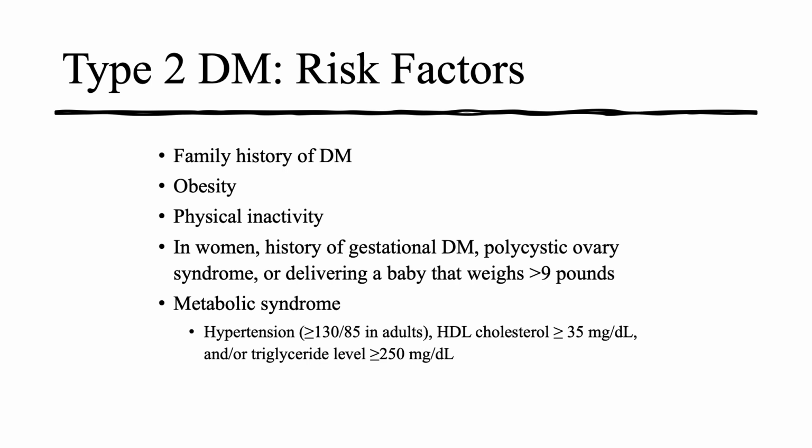So for women, history of gestational diabetes, remember we talked earlier, gestational diabetes resolves after the baby's born, but once you've had it, you have a 67% greater chance of becoming diabetic than you would have otherwise. Polycystic ovary disease can also be caused by higher blood sugars. And delivering a baby that weighs greater than 9 pounds, those people are considered to have been probably undetected gestational diabetics.